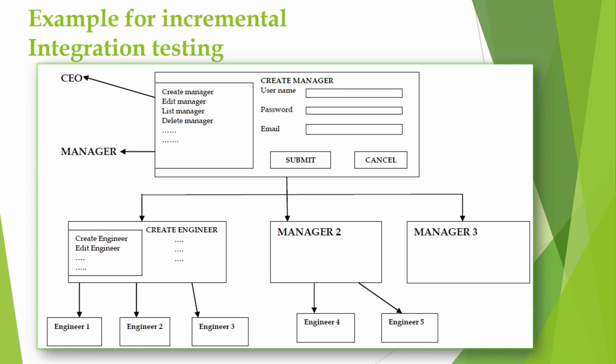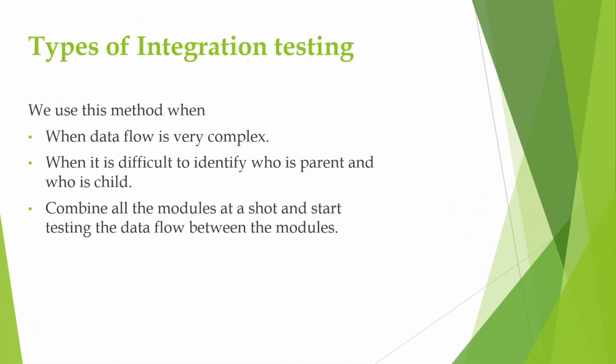Next is non-incremental integration testing. We use this method when the data flow between the features is very complex, that is, when it is difficult to identify which is the parent and which is child 1, child 2, child 3. We will not be able to identify that. At that time, we'll go with non-incremental integration testing. This testing is also called the Big Bang method. In this method, we'll combine all the modules in one shot and start testing the data flow between these modules. This is called non-incremental integration testing.